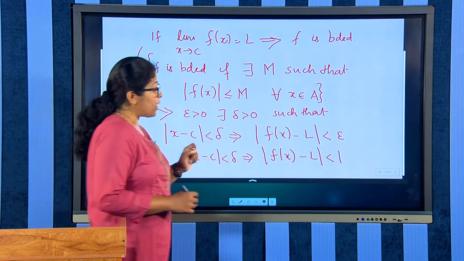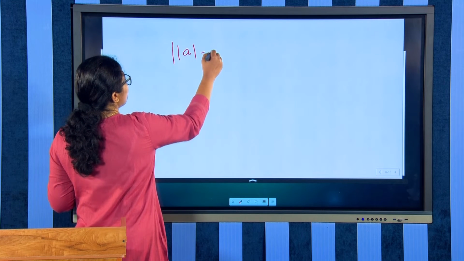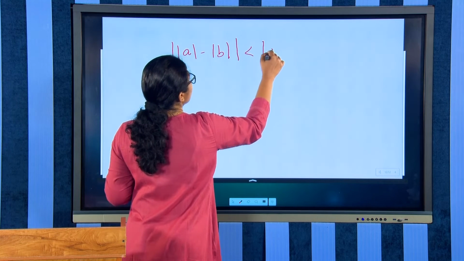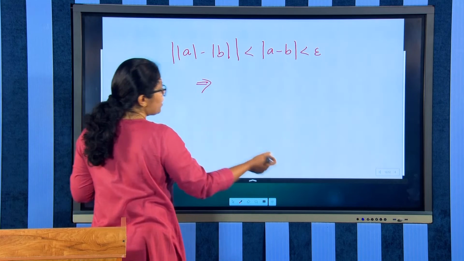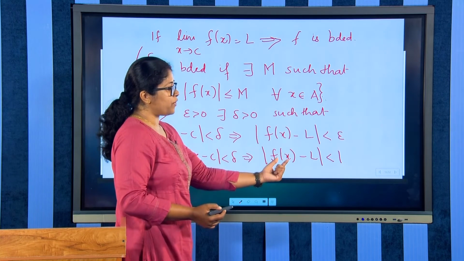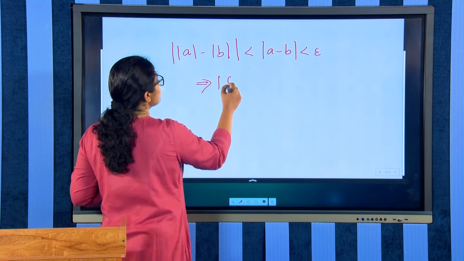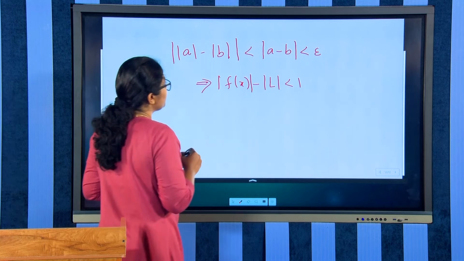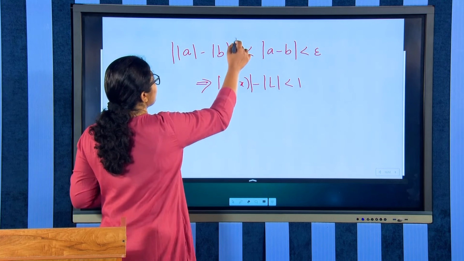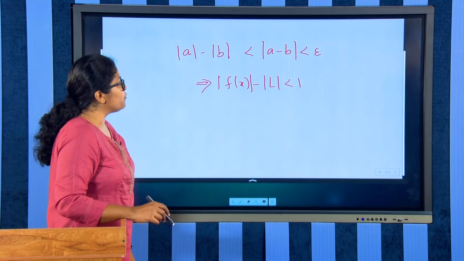Now, we have already studied a result: modulus of mod A minus mod B is less than modulus of A minus B, which is less than epsilon. This indicates that we have the result modulus of f of x minus L is less than 1, and so using this result we can have modulus of f of x minus modulus of L is less than 1. We can omit this modulus sign here.